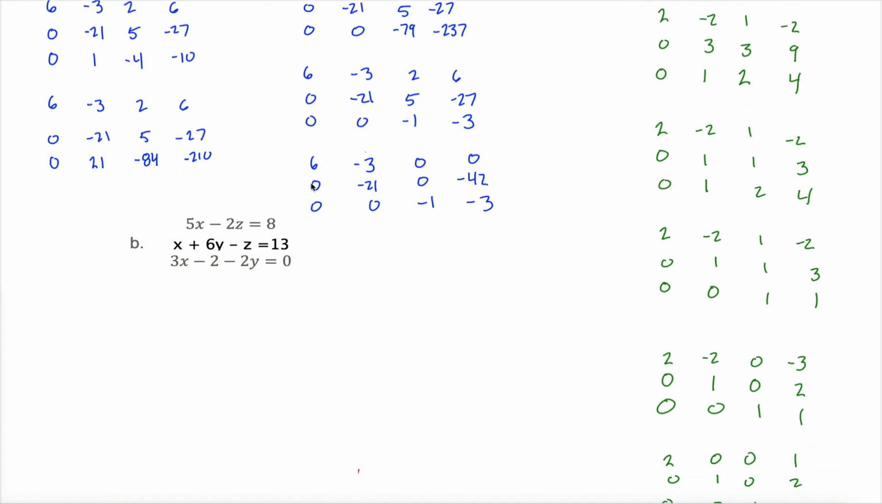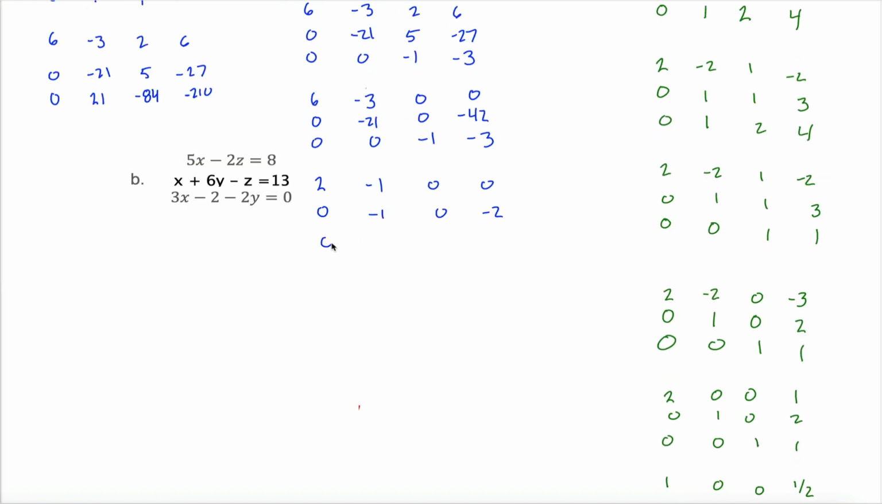As I pointed out before, I can scale my second row here. In fact, I could scale my first row too if I felt like it. Sure, why not? Let's take the first row and scale it by a third. So I get 6 divided by 3 is 2, negative 3 divided by 3 is negative 1, 0 divided by 3 and 0 divided by 3 are just 0. And then we'll take our second row here and divide by 21. So I got 0, negative 1, 0, negative 2. And then I'll leave my third row alone, 0, 0, negative 1, negative 3.